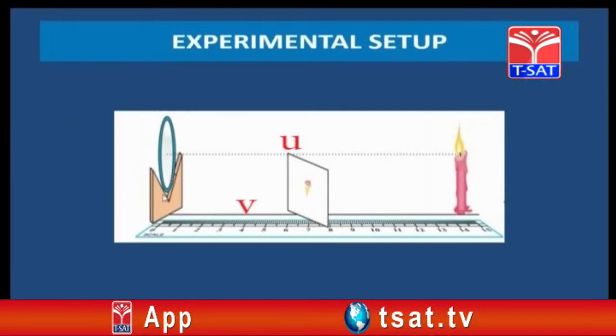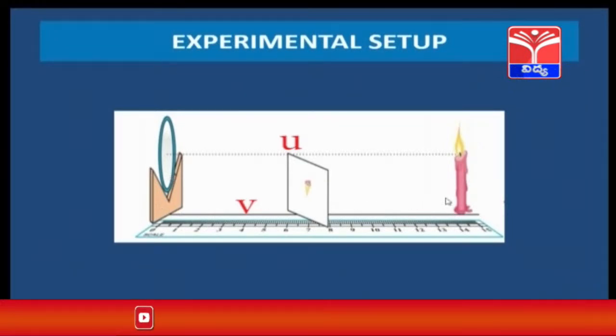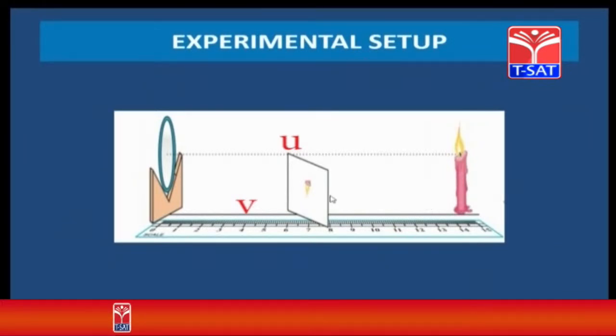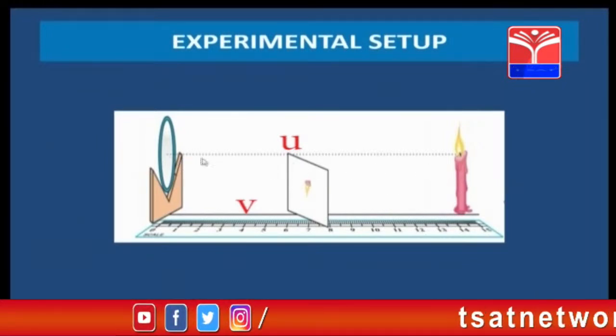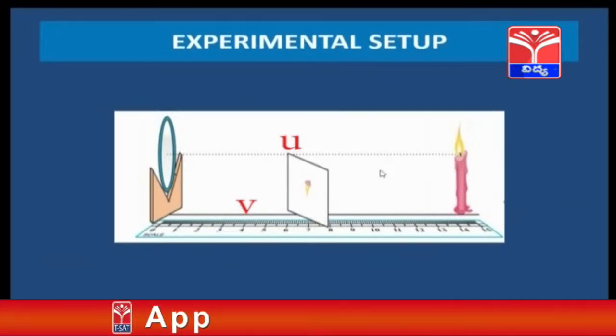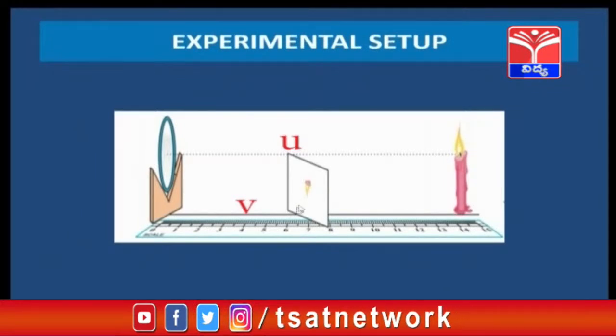The mirror is fixed at one place. The object is kept at a distance, starting from 10 centimeters and moving farther away from the mirror. The screen is adjusted to get a clear image and both the distances are measured. The distance between the mirror and the object is called the object distance. It is given by small u, and the distance between the mirror and the screen, where the image is formed, is called the image distance and denoted by small v.